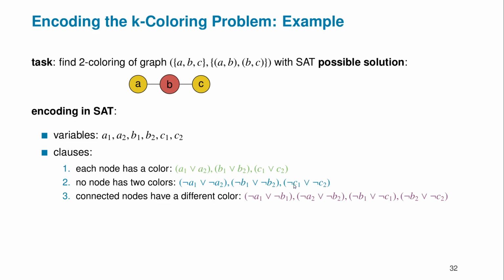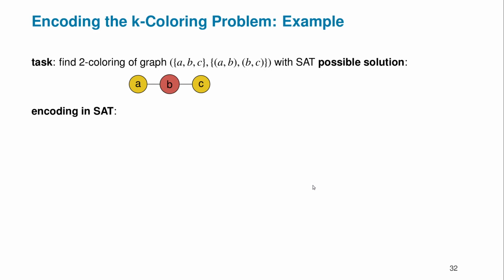If node C, for example, would have both colors 1 and 2, then both variables C1 and C2 would be true, but then this would falsify this clause. So it cannot be the case that a node has 2 colors.